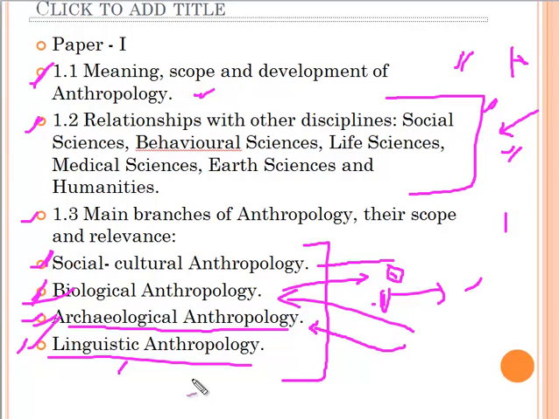And in paper 1 you will learn what historical linguistics is, what socio-cultural linguistics is, and how language is used differently in different contexts. Like for elders you show respect, so you will say aap, but for younger people you can say tum. This is how contextual linguistics is studied.